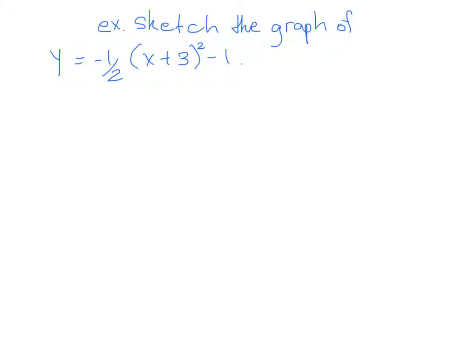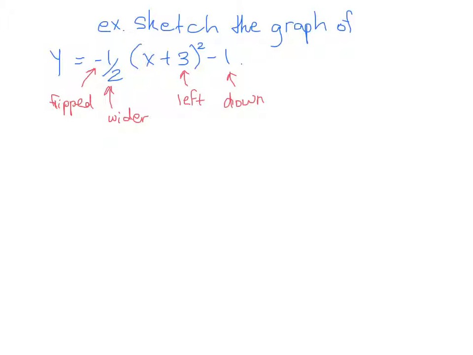Okay, so all kinds of instructions are in this function. This half tells us that the graph is slightly wider than the normal y equals x squared. This negative sign tells us that the graph is flipped upside down. Having a plus 3 in parentheses tells us that the graph is moved to the left, and having a minus 1 outside the parentheses tells us that the graph is moved down. So there's a lot going on here.